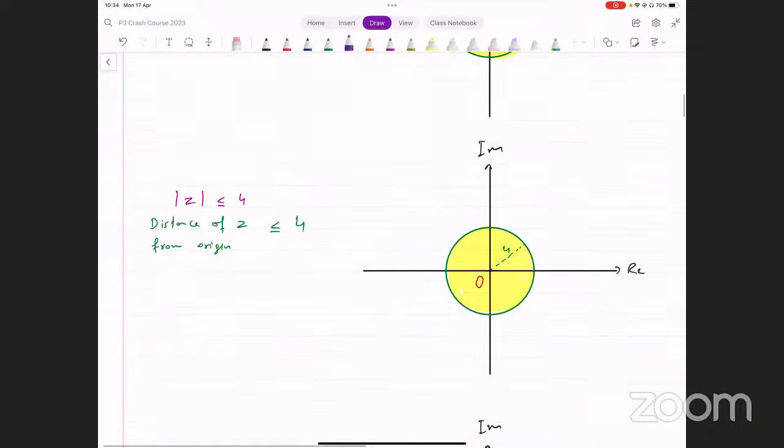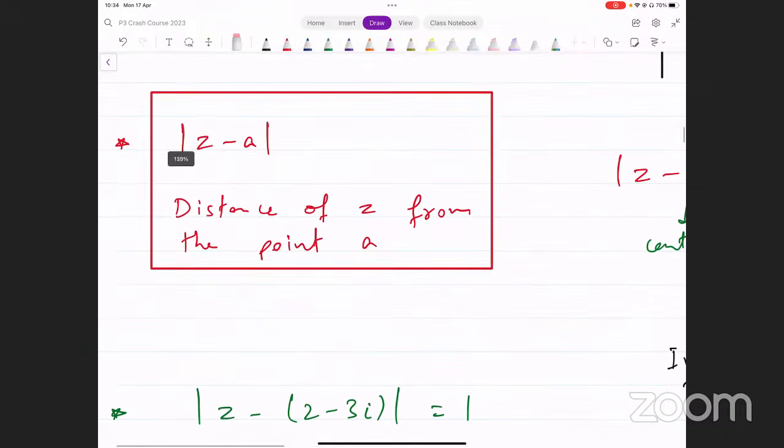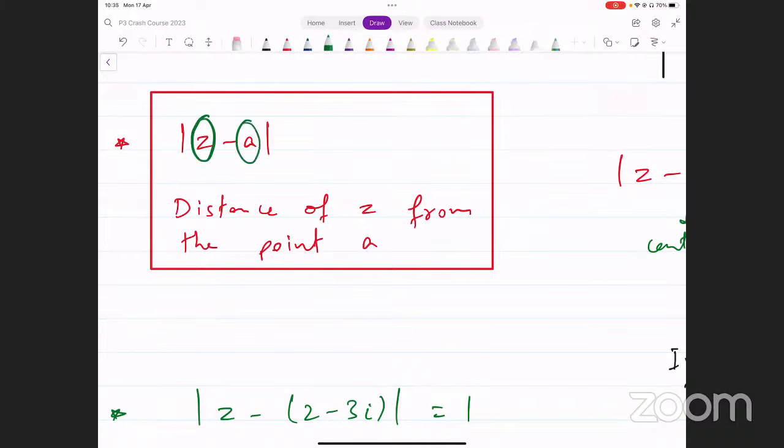If you had modulus of z less than or equal to 4, that would mean the point z could be anywhere inside the circle, right? So you would shade all the region that is inside the circle. Now, it does not necessarily have to be z every time. You could also have something else inside, for example, z minus something. Modulus of z minus a. What does that mean? This statement in particular means distance of z from the point A.